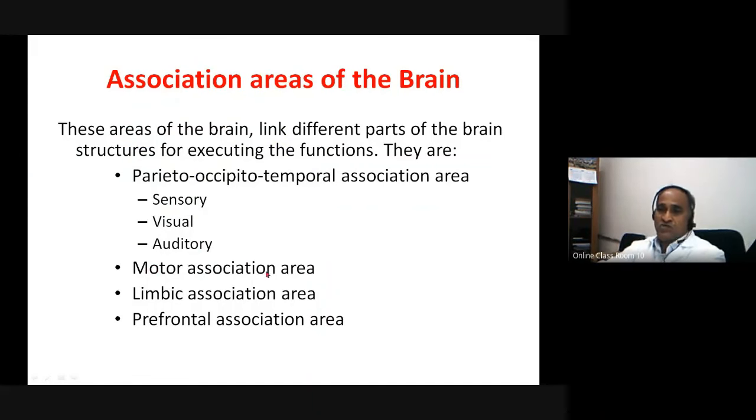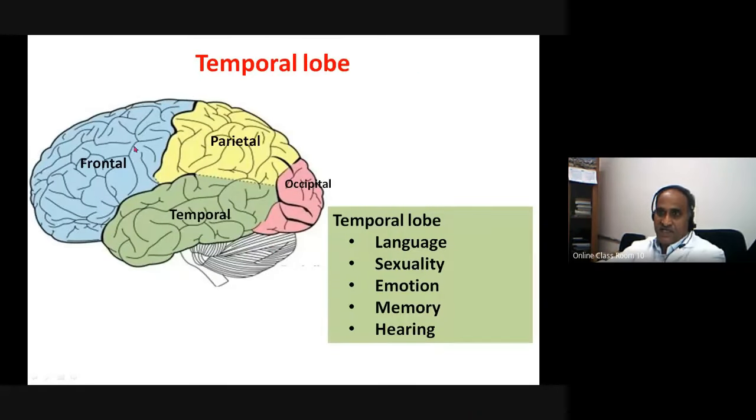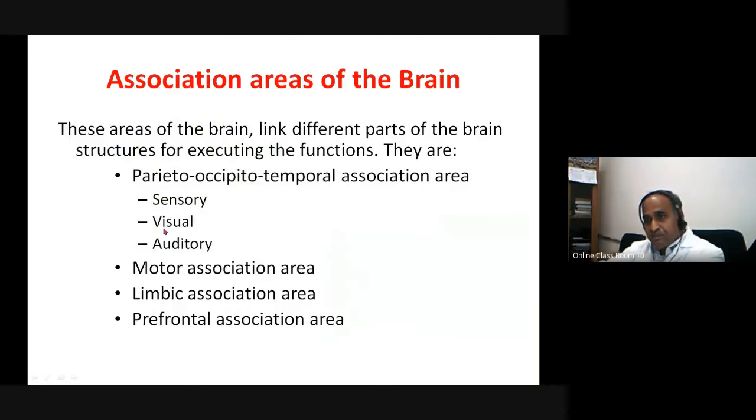Then we have a motor association area. Where is the motor association area? This is the motor cortex, and this is the supplementary motor area. And this forms the motor association area. Then the limbic association area and the prefrontal association area. So we have four association areas, but in the first one I have divided them, that means each one of them has been given an attribute: sensory, visual, and auditory. The motor, the limbic, and prefrontal again communicate with almost all the areas.